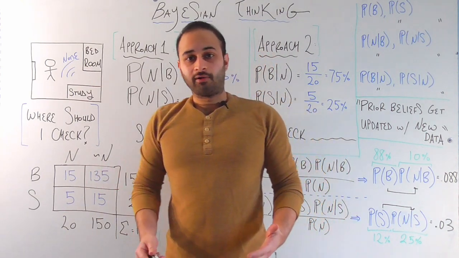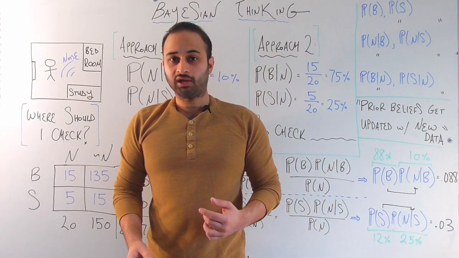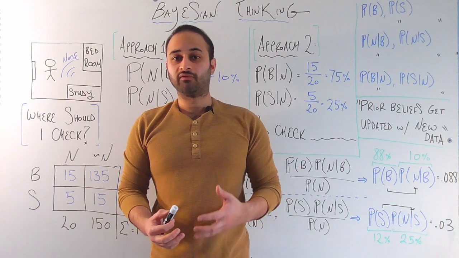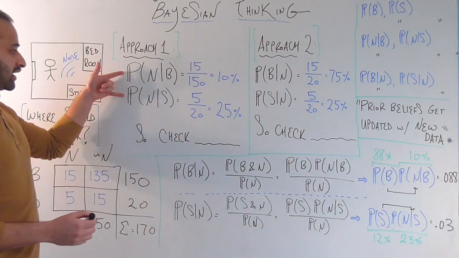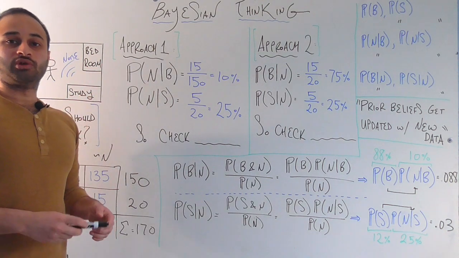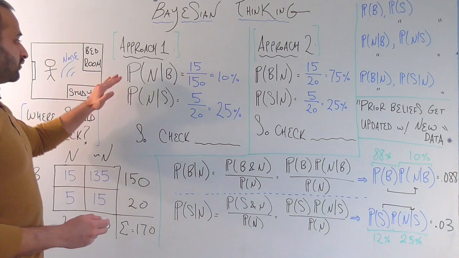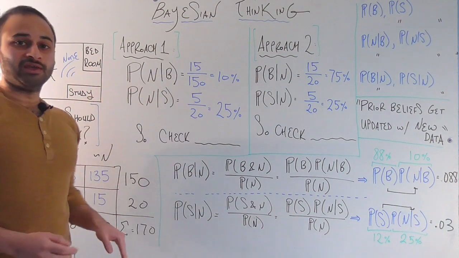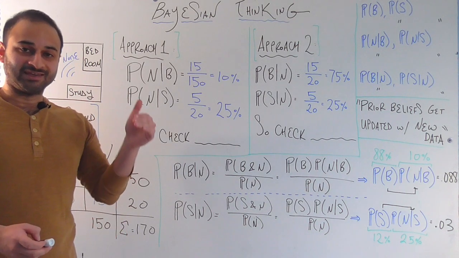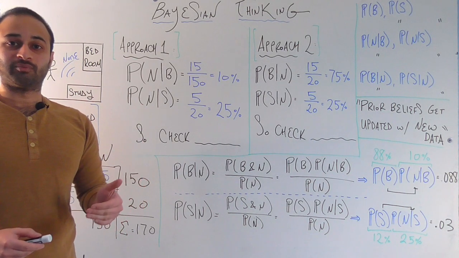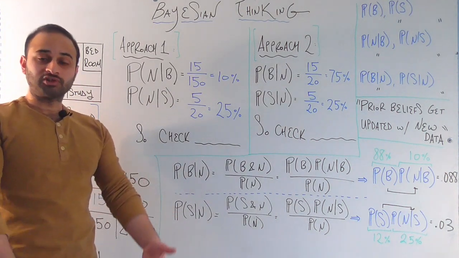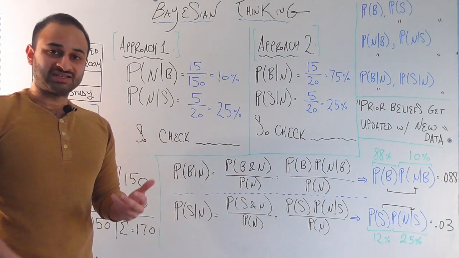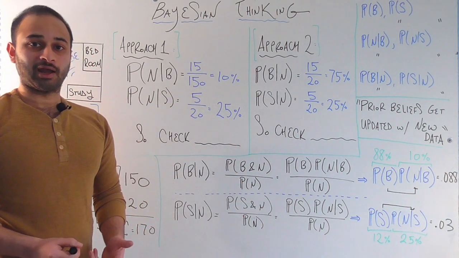Let's do approach number 1, and this is the non-Bayesian way. We're going to do this so that we can go from there. Approach number 1 says that I'm going to calculate these 2 conditional probabilities. The first one is the probability that you hear this noise given that your phone is actually in the bedroom. Again, intuitively, this is saying that if my phone was actually in the bedroom, what are the chances that I would be hearing this noise right now?